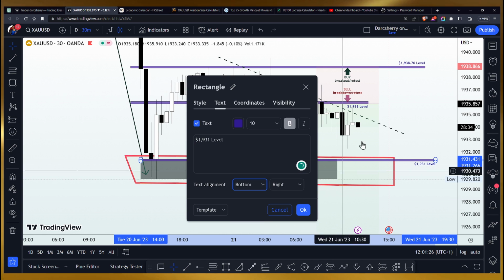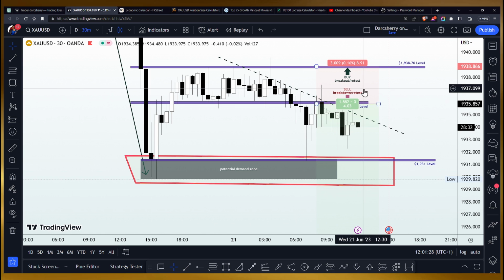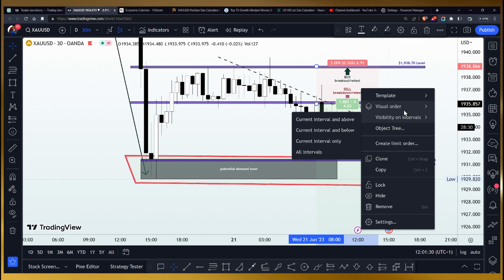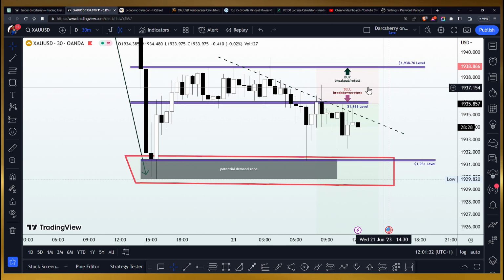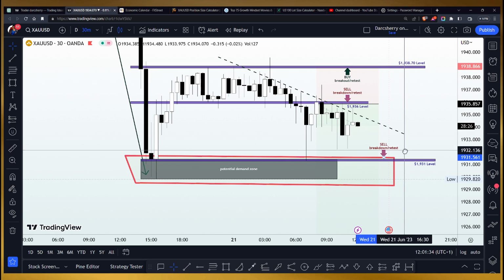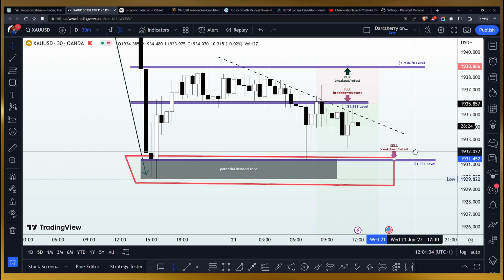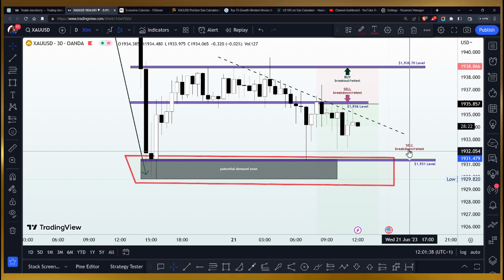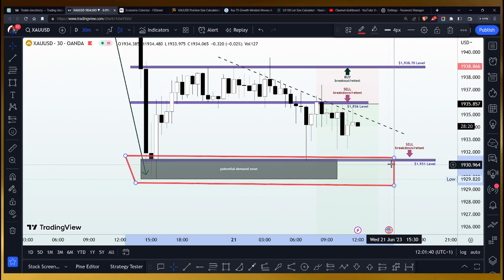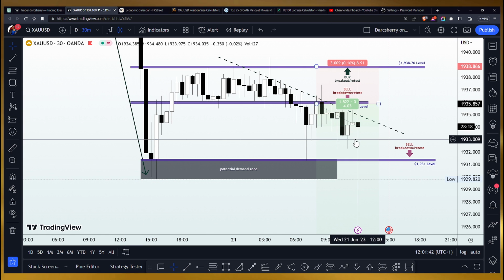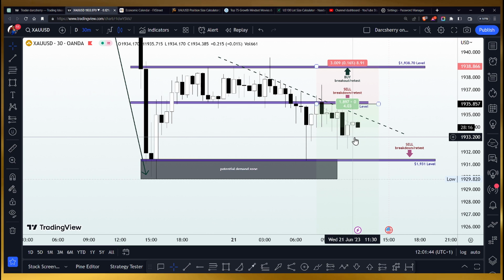So if price breaks down this level, then this will welcome the idea of looking out for selling opportunities in this market. So let's see how this is going to play out in the next couple of hours. Breakdown, retest, welcome selling opportunity, and let's be on standby to catch that move.